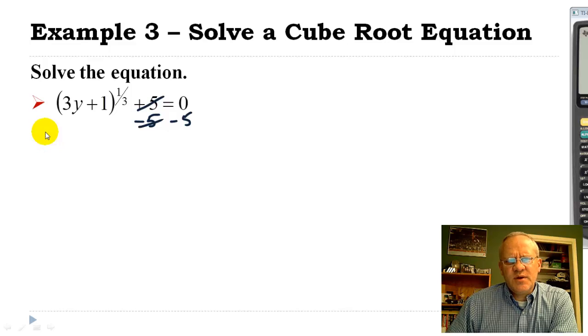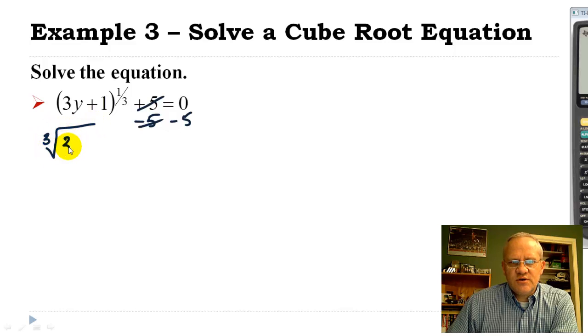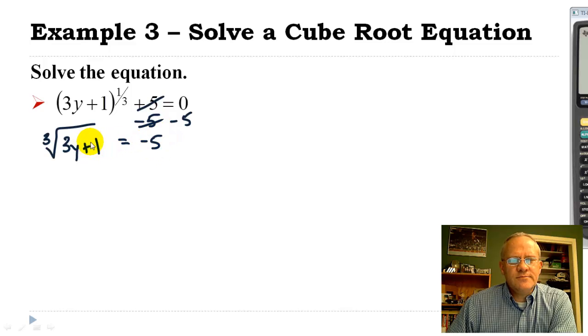So now, and again, depending on how you want to do this, you might be more comfortable rewriting this, perhaps, as the cubed root of 3y plus 1. You could totally do that. If you wanted to leave it in this form, you also could. Either way, the next step is the same.